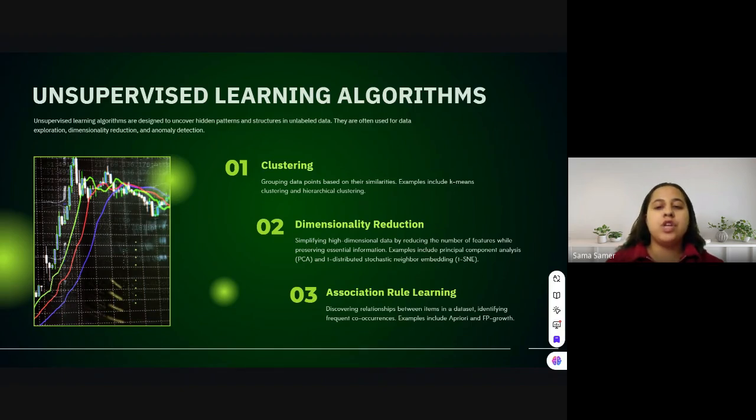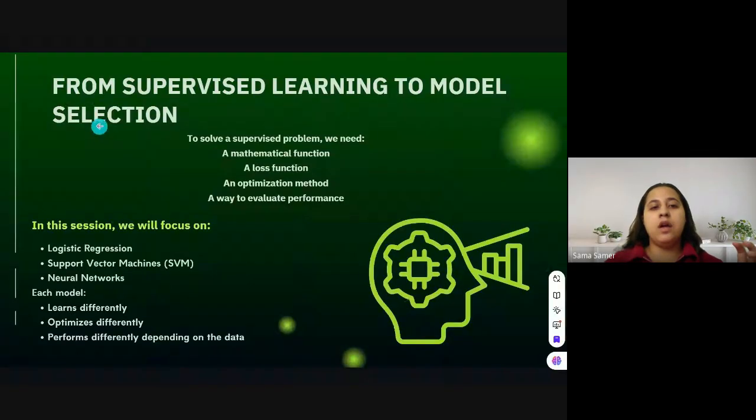Then we have association rule learning, which is discovering the relationships between the items in the dataset. As we have agreed before, unsupervised learning has hidden patterns. We must discover the relationships between the data, so we use association rule learning. And then we will move from the unsupervised learning model to the selection. So let's dive deeper into the supervised learning that we will need to know this session.